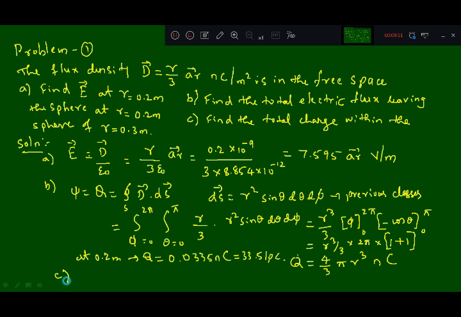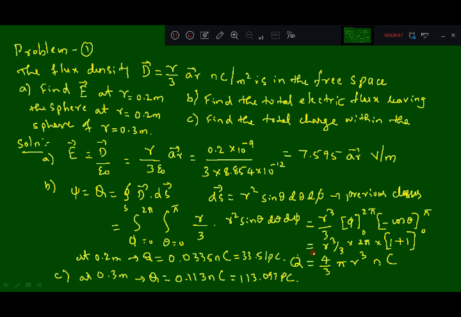So Q will be at 0.3 meters. The Q will become, just substitute the value of r, that is 0.3. Then we get 0.113 nanocoulomb, or this you can write as 113.097 picocoulombs. So this is the answer.